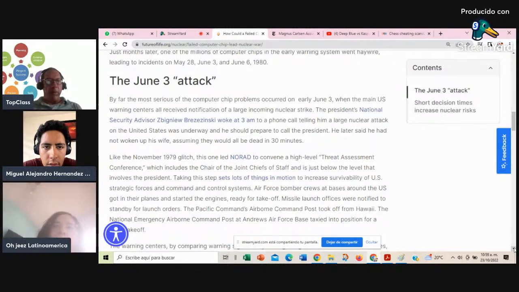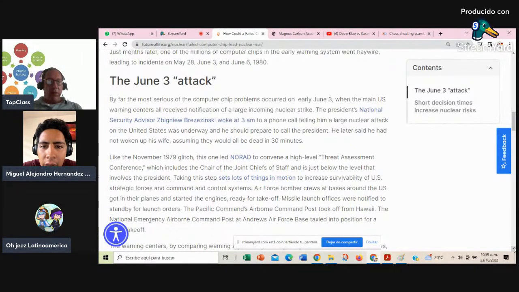Yes, sir. The June 3 attack, by far the most serious of the computer chip problems, occurred on early June 3, when the main US warning centers all received notification of a large incoming nuclear strike. The President's National Security Advisor, Zbigniew Brzezinski, woke at 3 a.m. to a phone call telling him a large nuclear attack on the United States was on the way and he should prepare to call the president. He later said he had not woken up his wife, assuming they would be dead in 30 minutes.